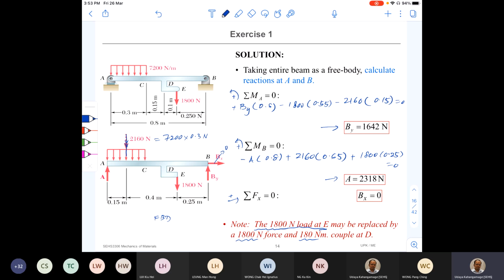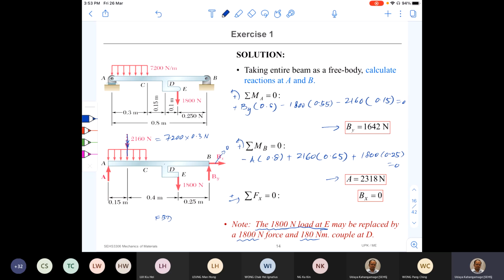So let me show you a simple construction, then you will understand how it is done. Okay, so our focus point is now D. At this point, I'm going to apply a force of 1800 Newton, equal and opposite. So did I do anything to the system? I didn't do anything to the system, right? Because they cancel off and the system is still in equilibrium. Now look at this 1800 Newton here and this 1800 Newton. Together they create a couple.